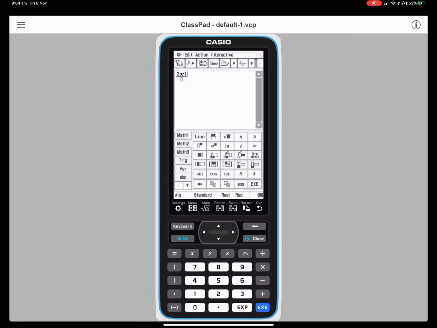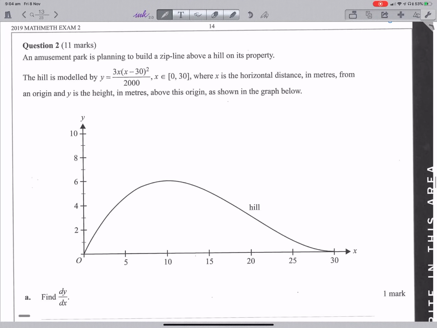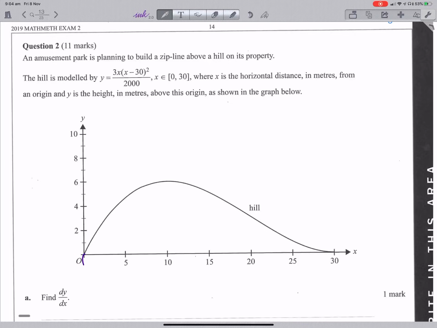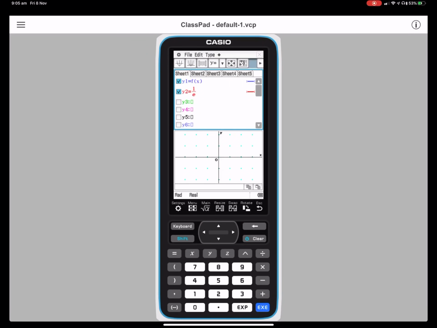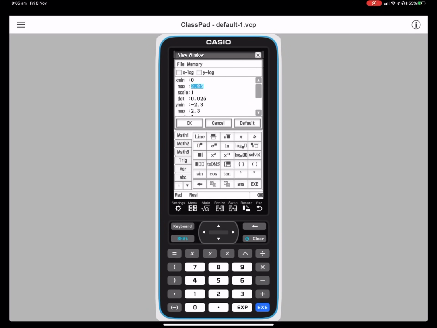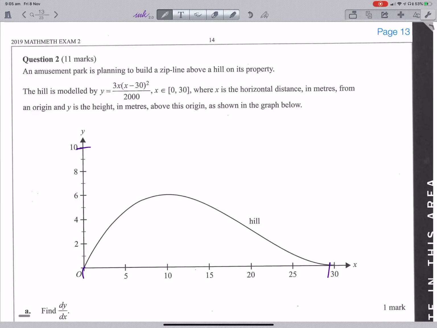3x, x minus 30 squared on 2000. Interactive, define. Now what I always like to do with these is check between 0 and 30. We go from 0 to 30 and up to 10. So let's go out into our graphing program. 0 to 30, 0 to 10. Now you can see if you've stuffed it up because it should look the same, which it does.